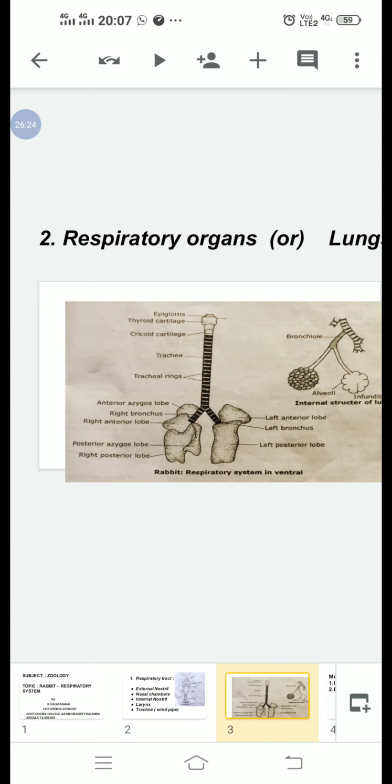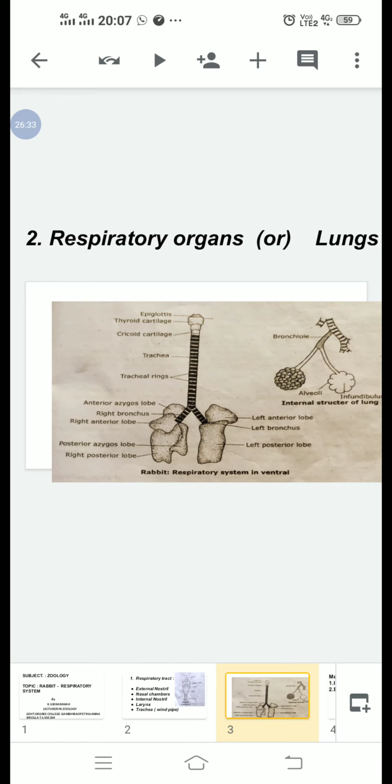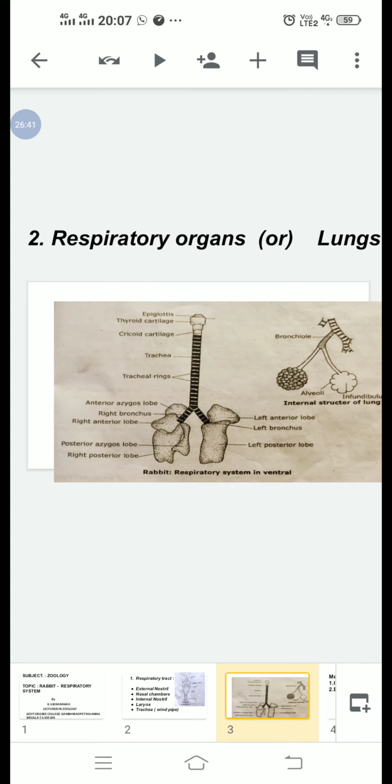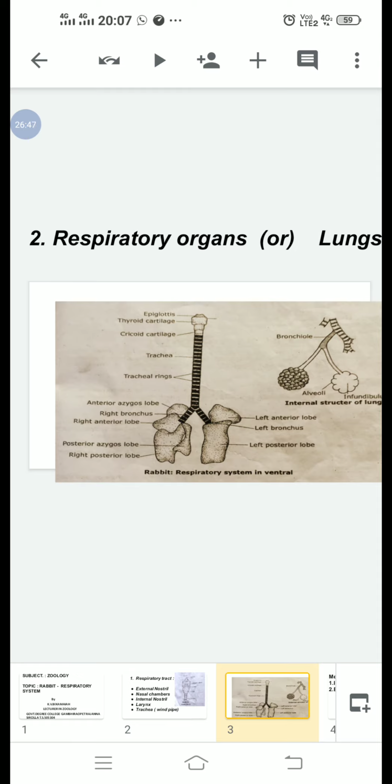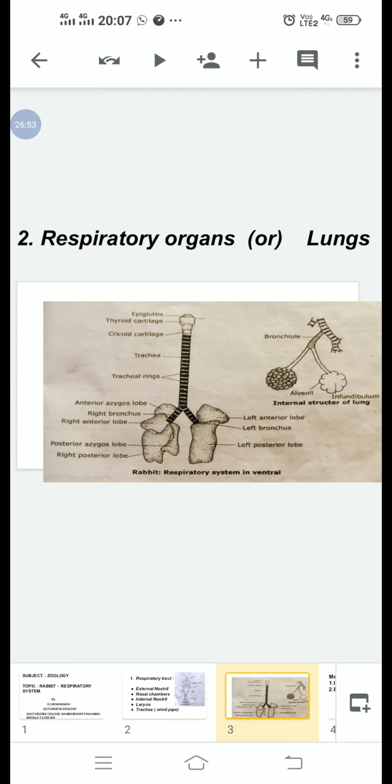The right lung of the rabbit has four lobes and the left lung has two lobes. The right lung has the anterior azygous lobe, right anterior lobe, right posterior lobe, and posterior azygous lobe. The left lung has two lobes: the left anterior lobe and the left posterior lobe.